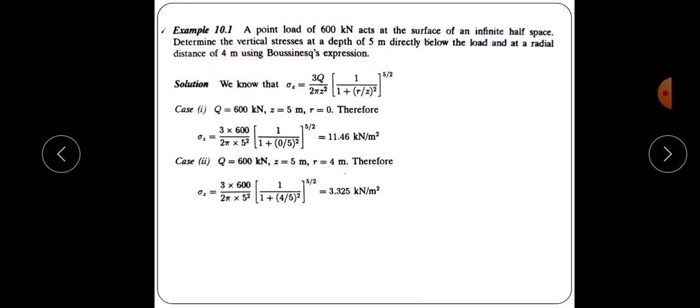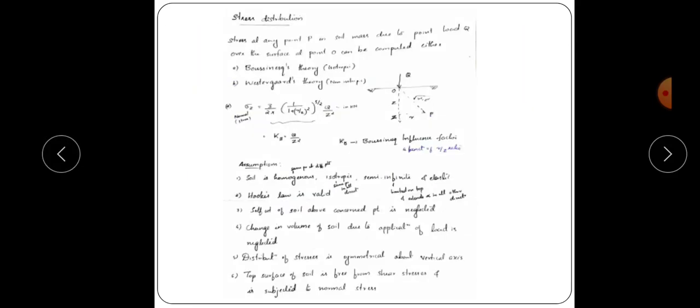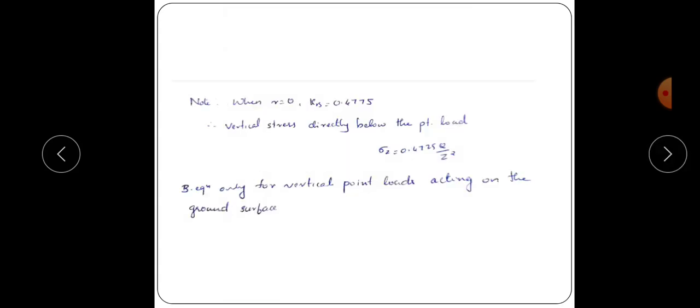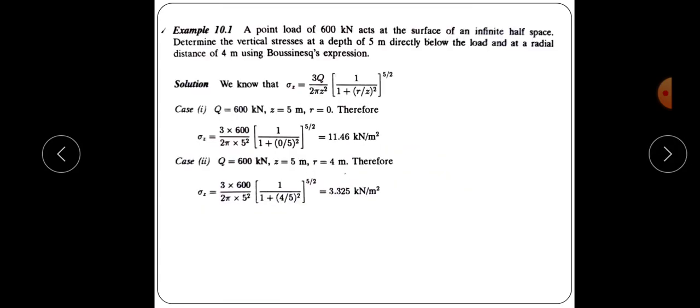So here the question contains two parts. In the first part we have to determine the vertical stress at a depth of 5 meter which is directly below the load, and in the second case we have to find the vertical stress at a depth of 5 meter and at a radial distance of 4 meter. That is, in case 1, depth z is 5 meter and r is 0 because the point is directly below the load. In the second case, r is 4 meter, a radial distance of 4 meter.